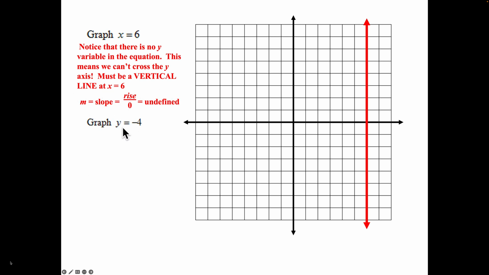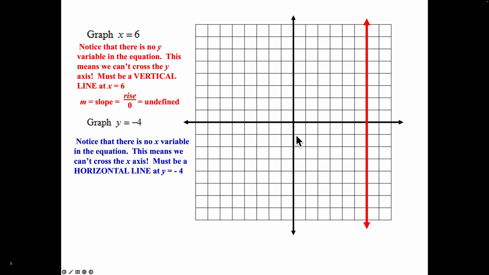All right, the next equation is y equals negative 4. No x in the equation, so therefore you can't cross the x-axis. So we'll go down to 1, 2, 3, negative 4, and now run parallel to the x-axis. Now for a slope, I have no rise, but all kinds of run. So 0 divided by any positive or negative number is 0. So horizontal lines have a slope of 0. And if you forget which one was 0 and which one's undefined, notice horizontal is spelled with zeros in it. Vertical has no zeros in it.